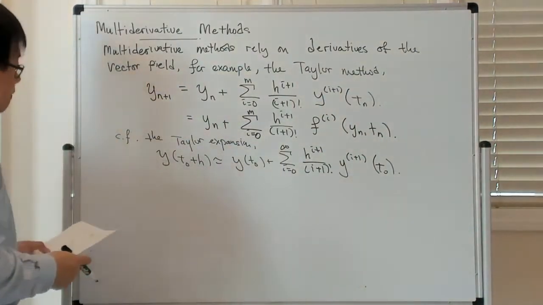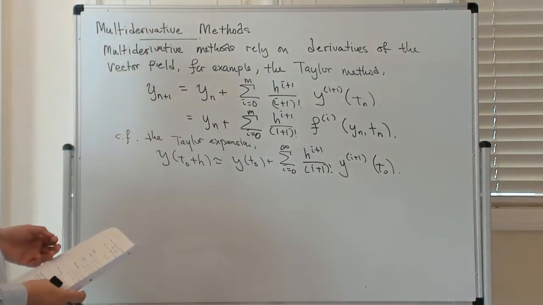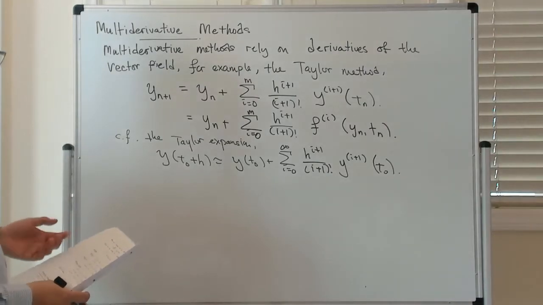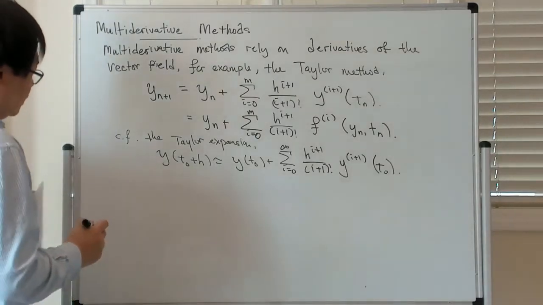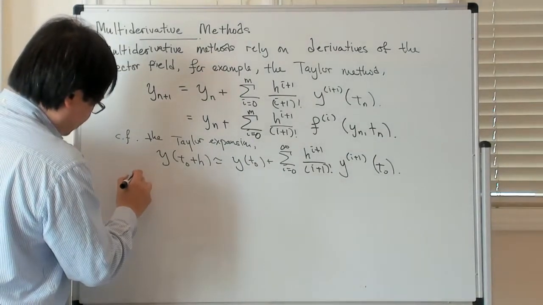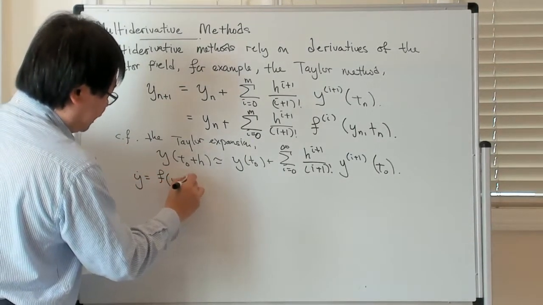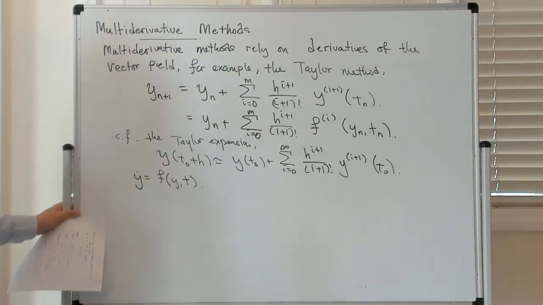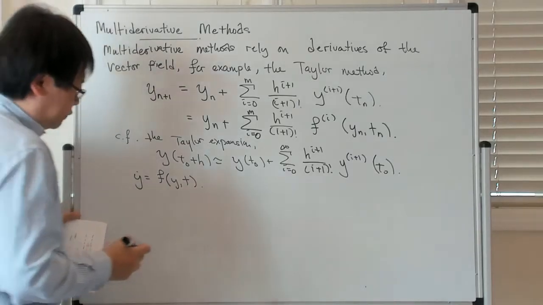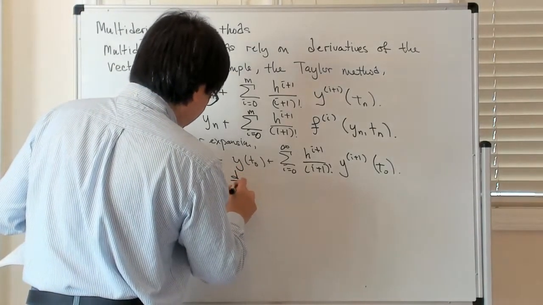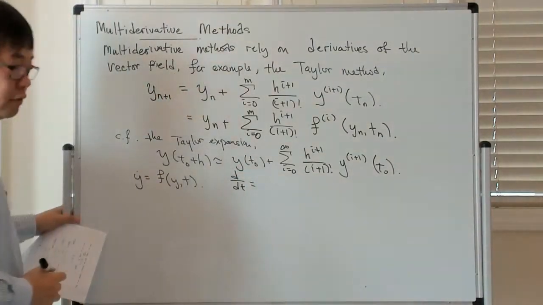Okay, so you might ask, well, how do you go about it? So computing derivatives of the vector field, okay? So of course you start off with the fact that y dot is equal to f of y and t. So you start off with the initial differential equation, and then you use the observation that the total time derivative, d/dt, can be written in the following way.